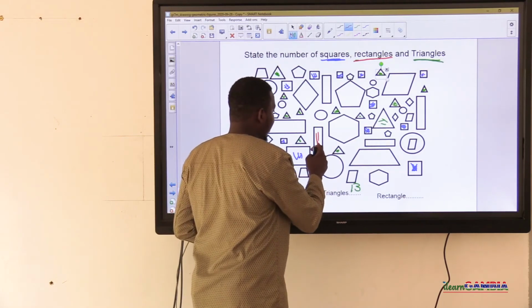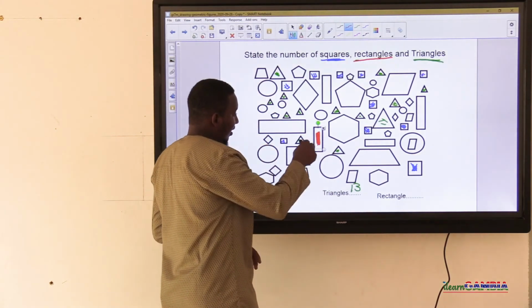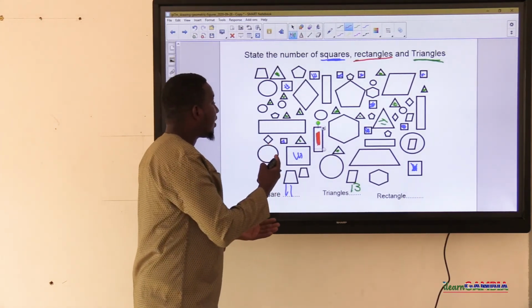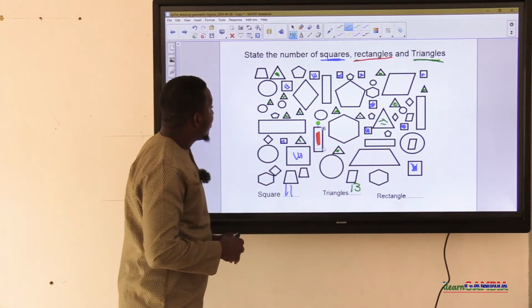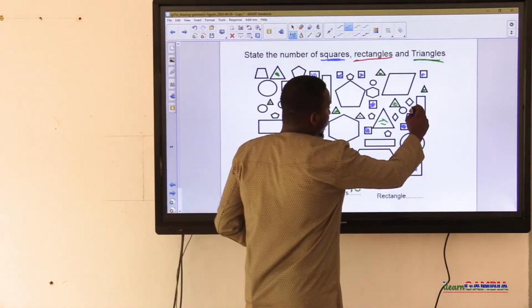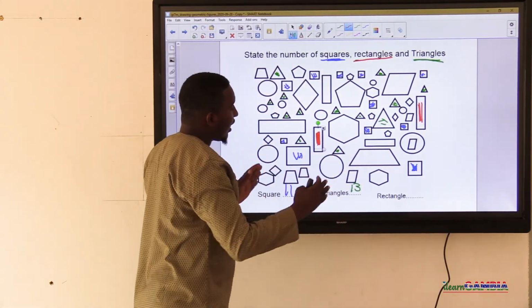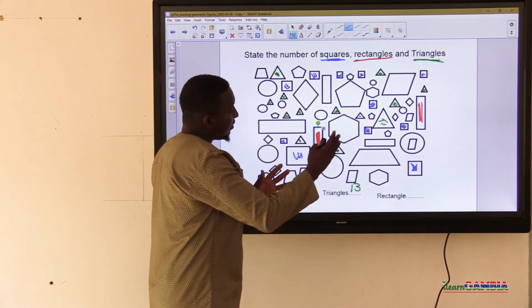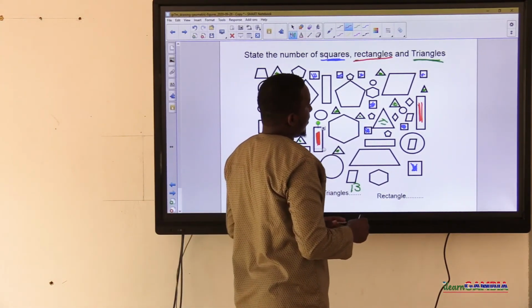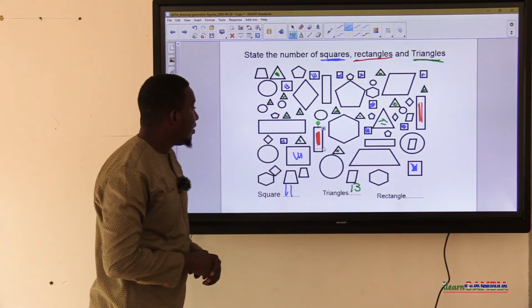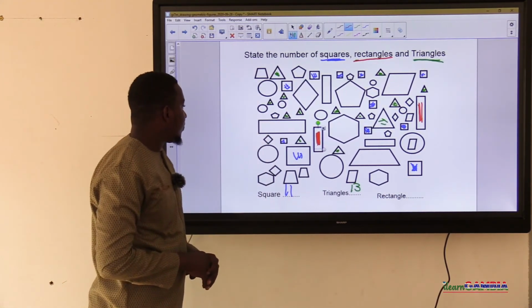This one here is a rectangle. It has 4 sides and the opposite sides are equal and they are also parallel to each other. So we look at another one. Yes, this one too is a rectangle. It has 4 sides. The opposite sides are equal. The sides are parallel to each other and it has 4 angles. So it is a rectangle.